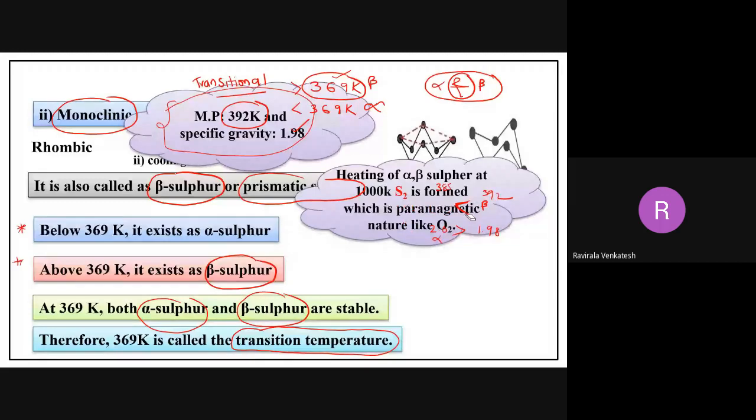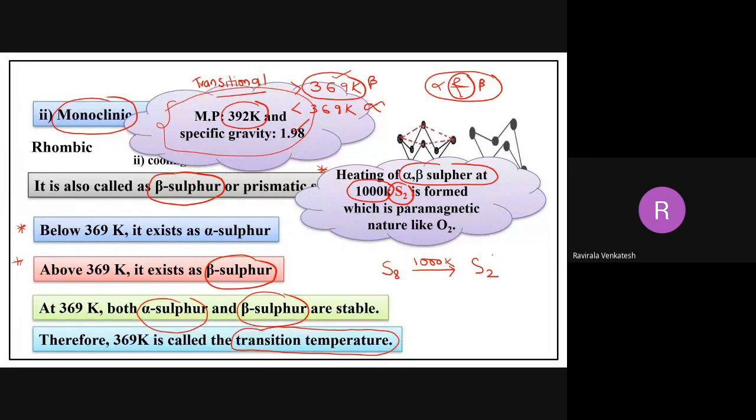Next, one more thing. If you observe here, this is a very important statement about allotropes. If you heat alpha and beta sulfur at 1000 Kelvin temperature, S8 will convert into S2. That means S8 is converting into S2 at 1000 Kelvin temperature.